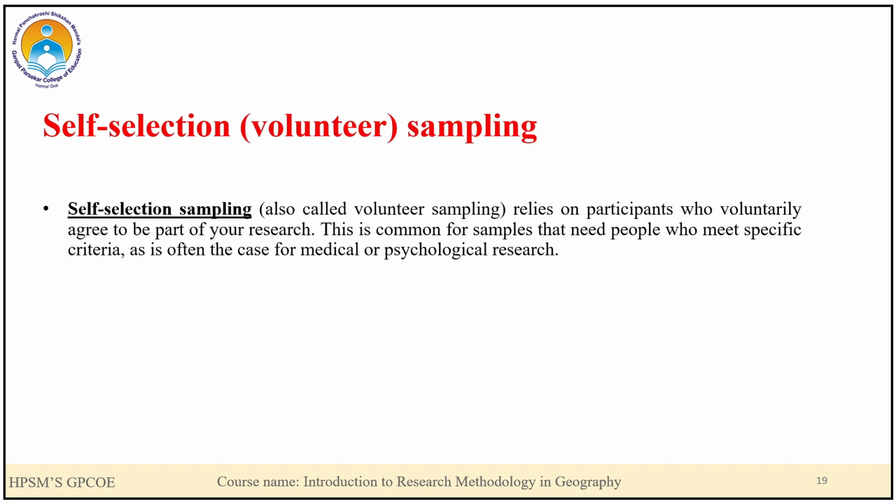Self-selection or voluntary sampling. Self-selection sampling, also called volunteer sampling, relies on participants who voluntarily agree to be part of your research. This is common for samples that need people who meet specific criteria, as is often the case in medical or psychological research. Here the participant themselves voluntarily want to actively participate in the research as part of the study, which is called self-selection or volunteer sampling.